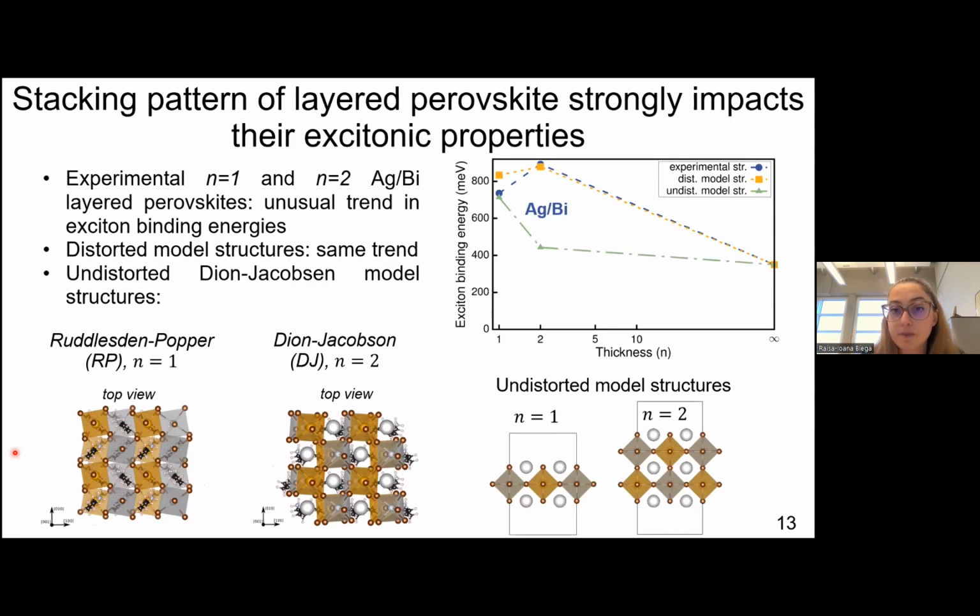And with those same structures, same phases, we actually get the expected trend in exciton binding energy. And if we compare it now with the lead-based, it is actually following the same kind of decrease towards the bulk value.